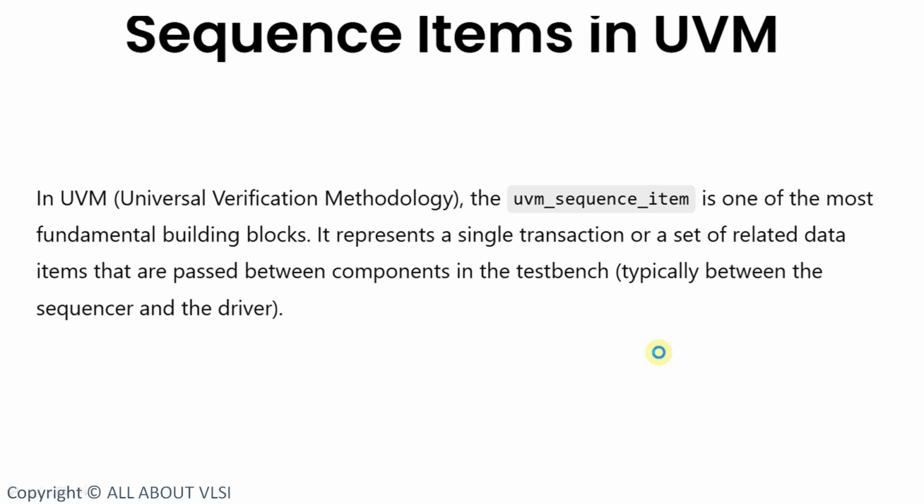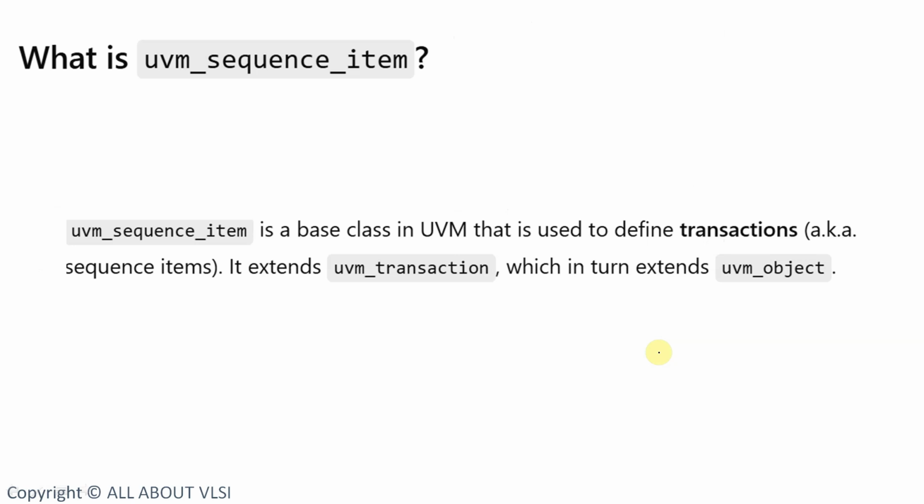Okay. So basically what is this sequence item? This sequence item is a base class. UVM sequence underscore item is a base class in UVM that is used to define the transactions, also known as sequence items, and it extends UVM transaction which is extended by UVM object.